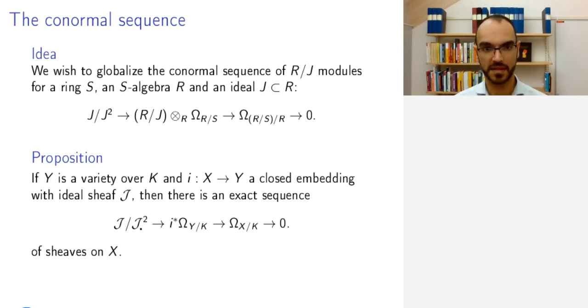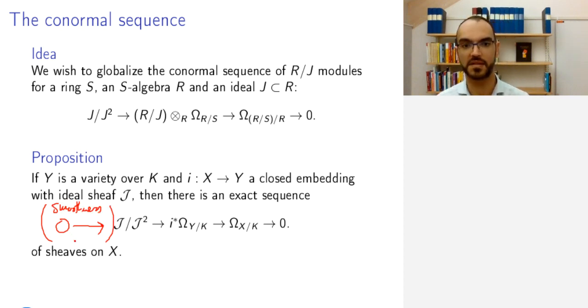The second thing is that both these sequences lack left exactness. What you ideally want is a sequence that looks like this. But for this to happen, you have to have enough smoothness or regularity somehow to make this happen. This is a general philosophy.